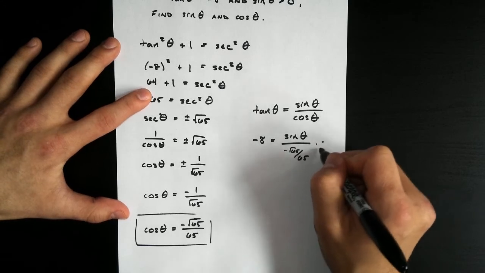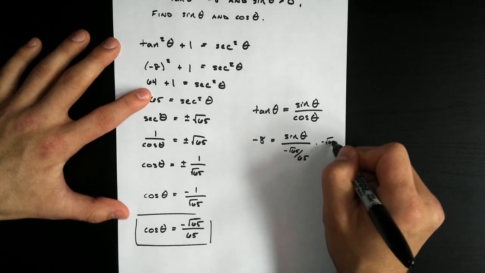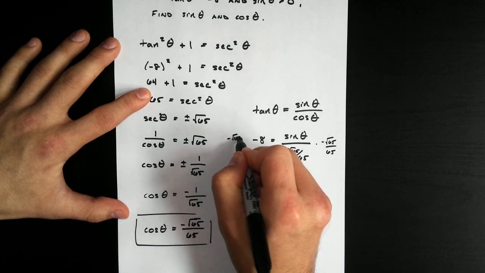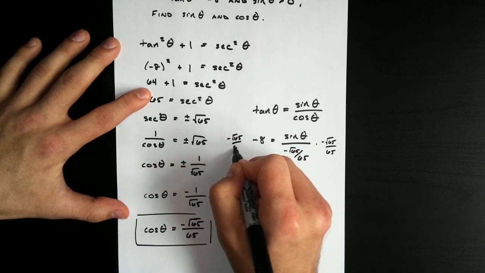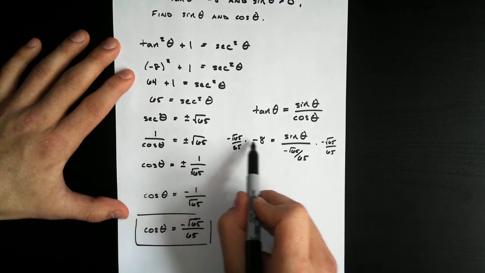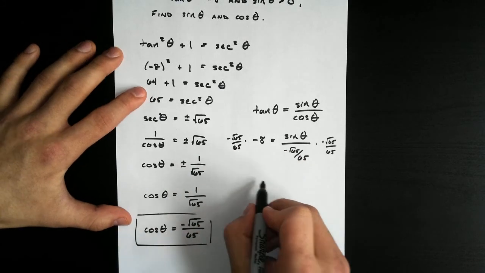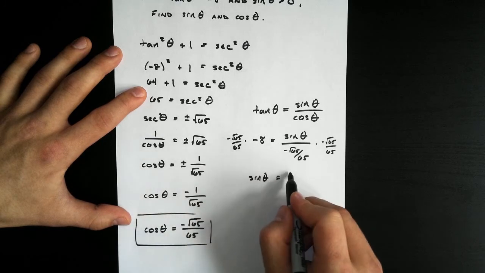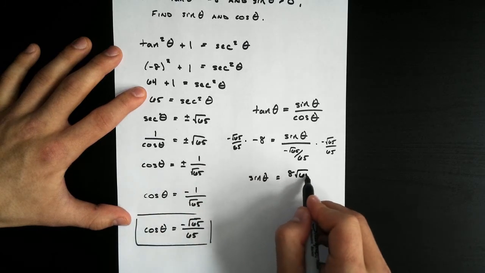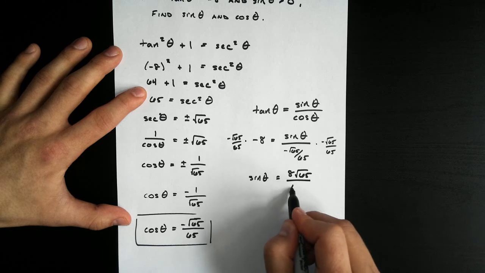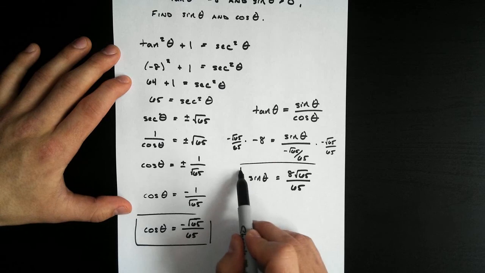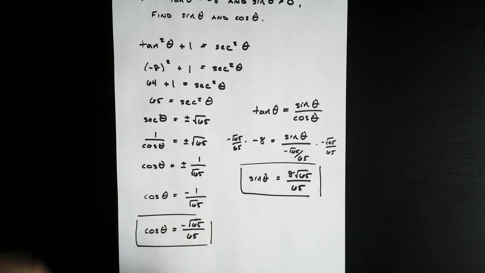Multiplying both sides by our denominator, on the left, our negatives will cancel out. So then the sine of theta is equal to 8 times the square root of 65 over 65. And there's our two values.